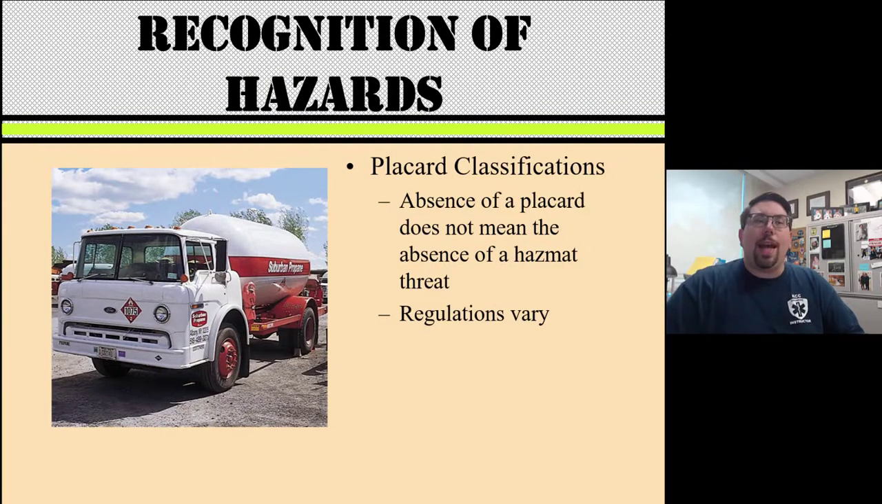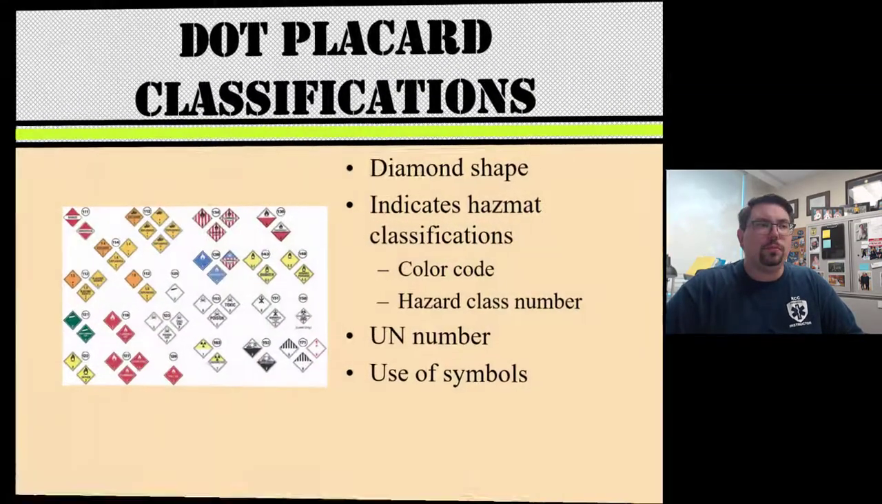We also have to recognize hazards. These include placard classifications or the absence of a placard, for example. Now, recognizing the absence of a placard does not mean that there's an absence of a hazardous material threat. It just means that it's not properly identified. And so we have to recognize that different locations and different organizations all have regulations that will vary from place to place. Regardless, when you're unsure, treat the material or the scene you're responding to as hazardous in nature.